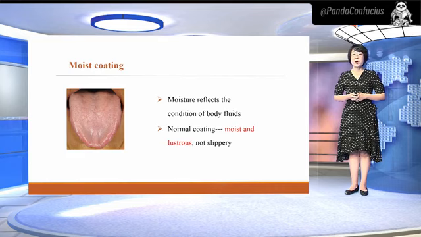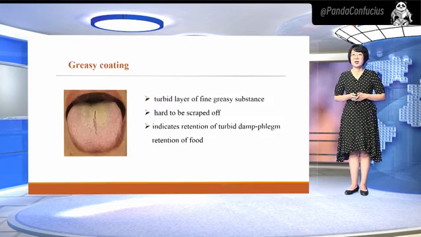Moist coating. Moisture reflects the condition of body fluids. Normal coating is moist, not slippery. It means body fluids are not damaged. Greasy coating is a turbid layer of fine greasy substance and hard to be scraped off, which indicates retention of turbid damp, phlegm, and retention of food.